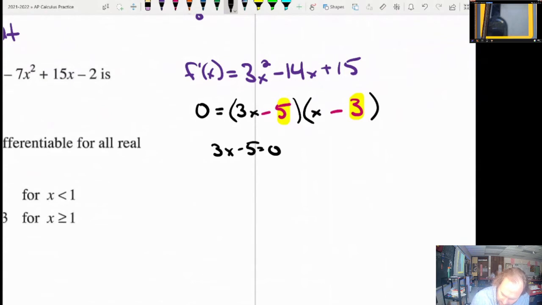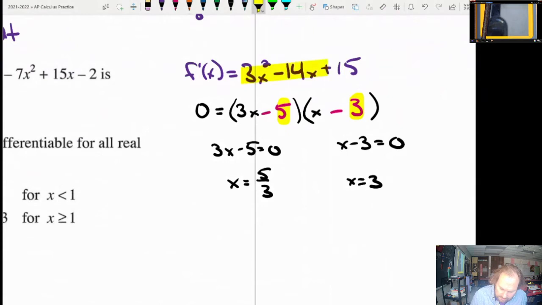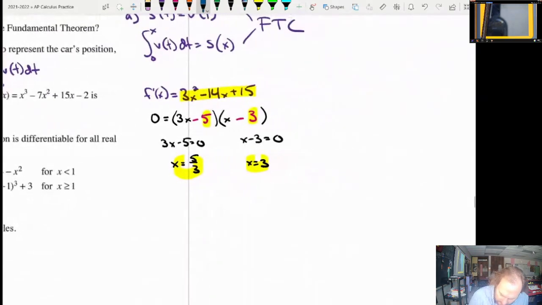Now you have to set these equal to 0 and solve for the points when this is actually going to be equal to 0, 5/3 and 3. And since this is a parabola, and we know the parabola equals 0 at these 2 points, we know that when it's not one of those 2 points, it's either going to be positive or negative. So let's consider that. Usually a number line is kind of helpful here. 5/3 over here and 3 over here.